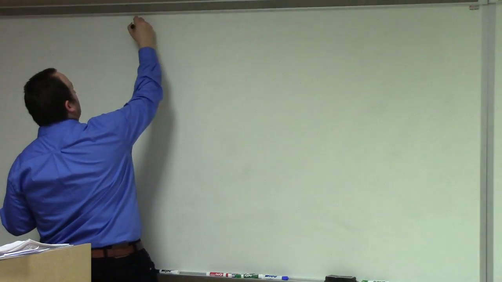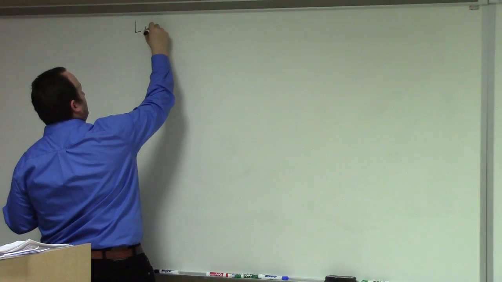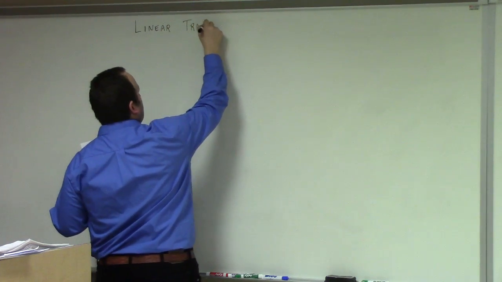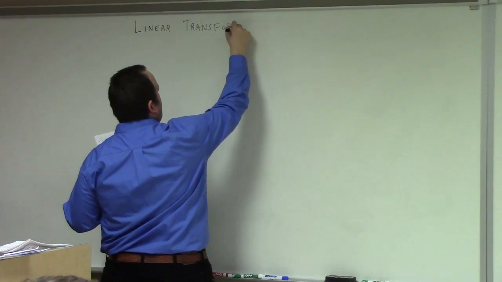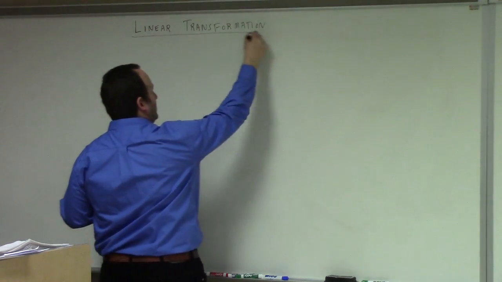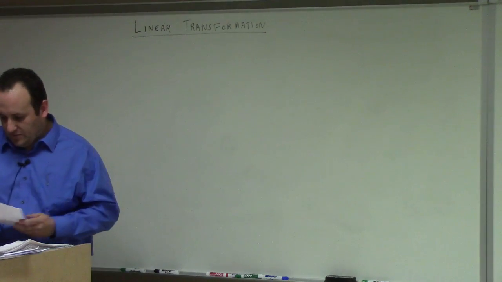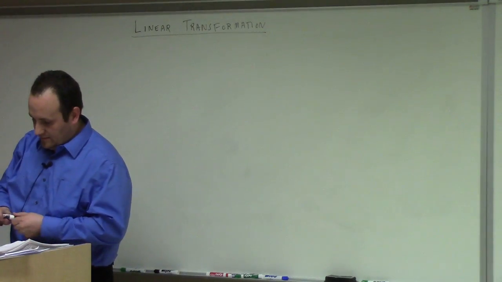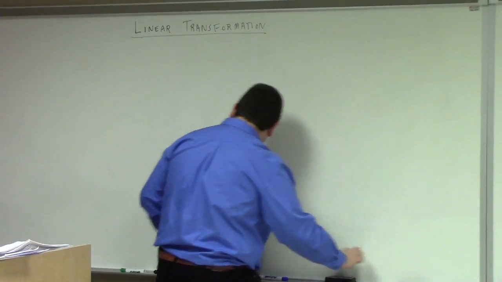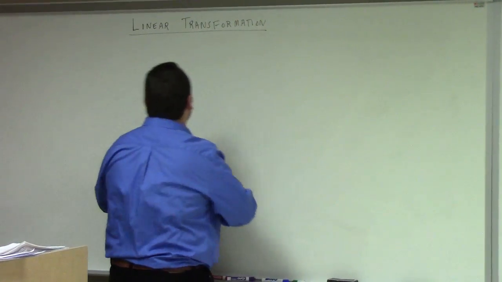So we are now talking about linear transformations. Now, first things first, let me give you a definition. Basically, a linear transformation is a function which is natural to the subject, to the study of linear algebra. It's a function which preserves the linear structure. So here's the definition.